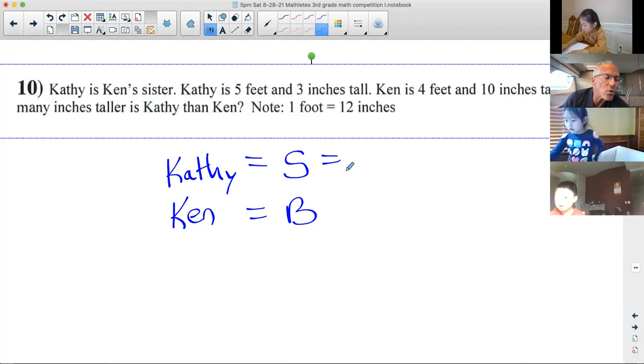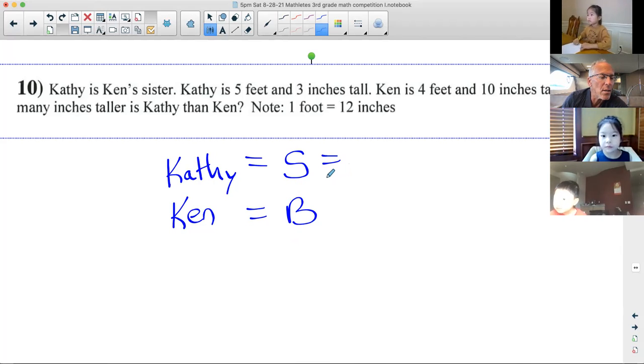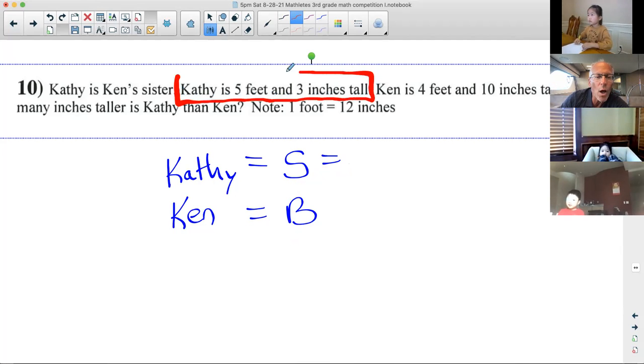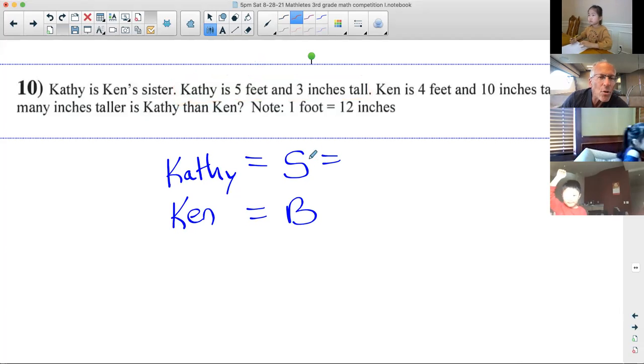Who can tell me how tall Kathy is? Any ideas? Jason, do you want to raise your hand, buddy? Go ahead. Go for it, Jason. How tall is Kathy? 16.